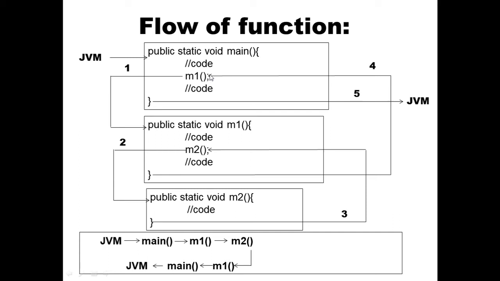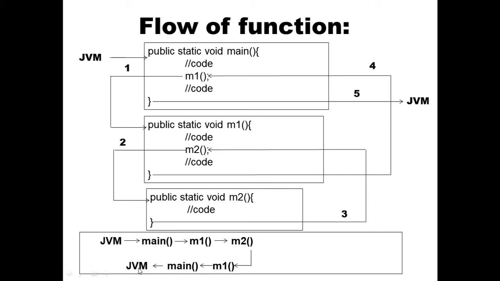in the main function. Okay, so this is the function flow which I was talking about. From this call it will finish the rest of the code of the main method, then it will return back to the JVM. You can see in this box also I have written: from the JVM to main method, to m1, m1 to m2. Then after m2 finishes its logic, it will return to m1, then from m1 to main, and then from main back to JVM. So this is the complete flow of a function.